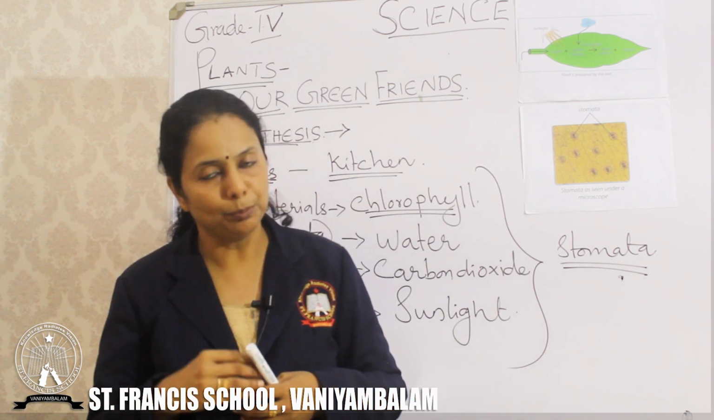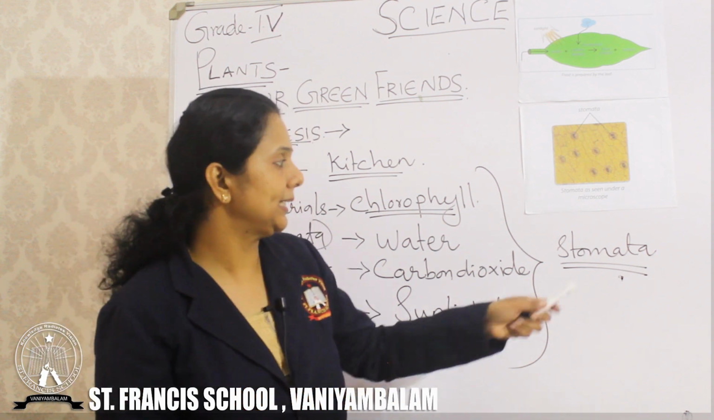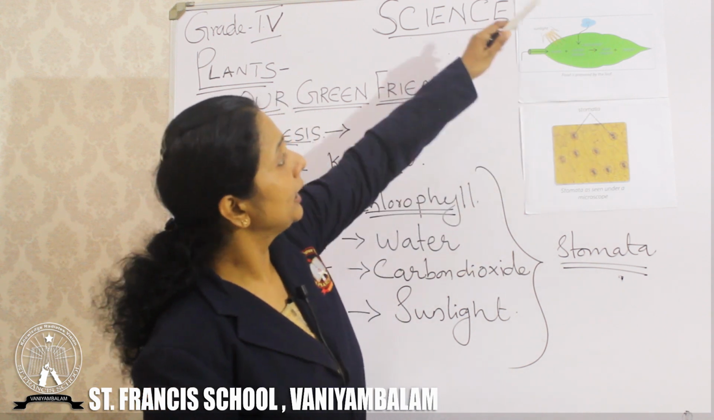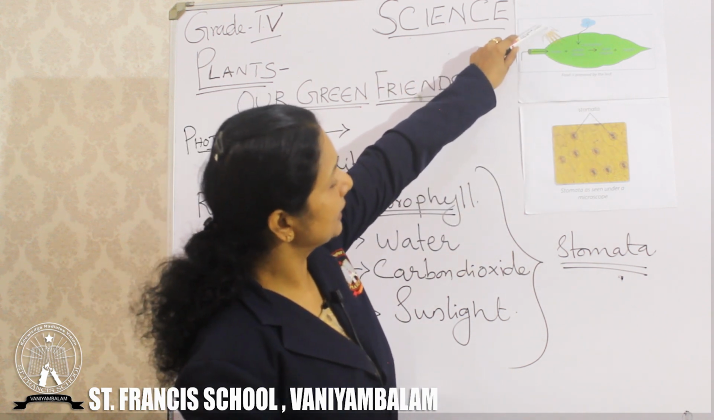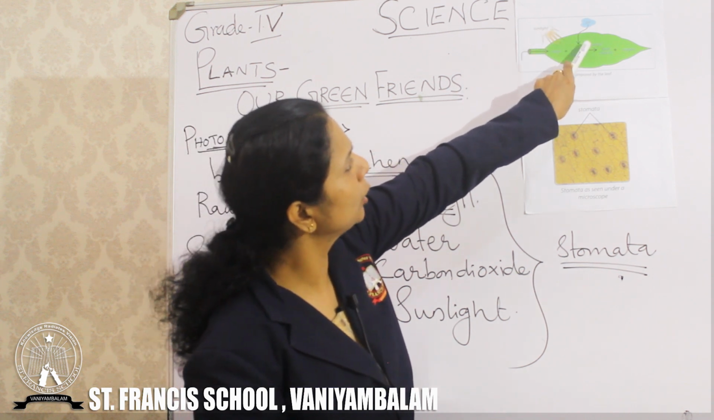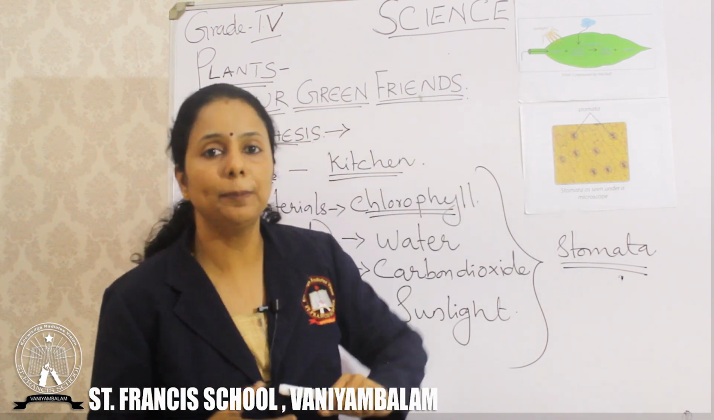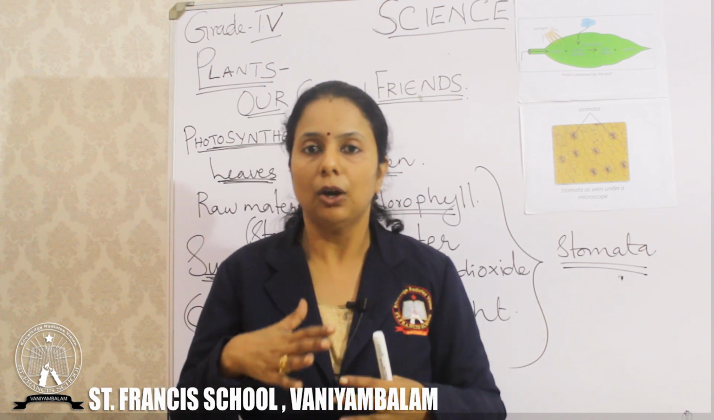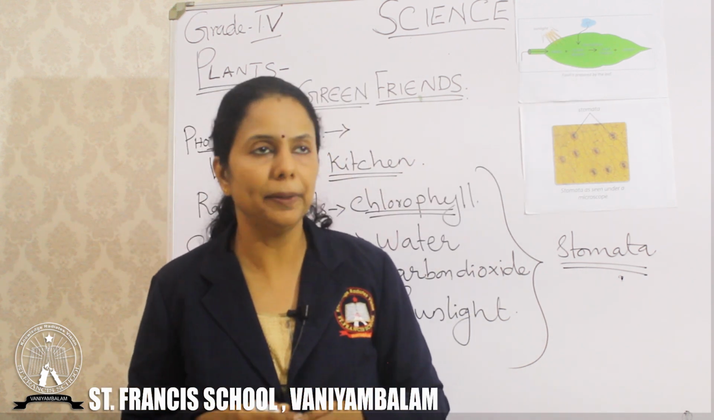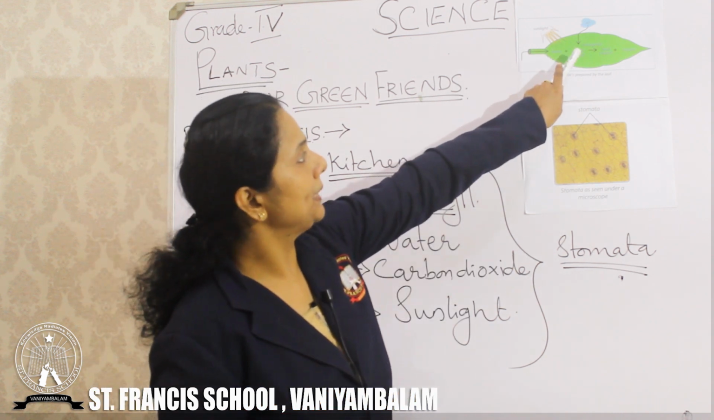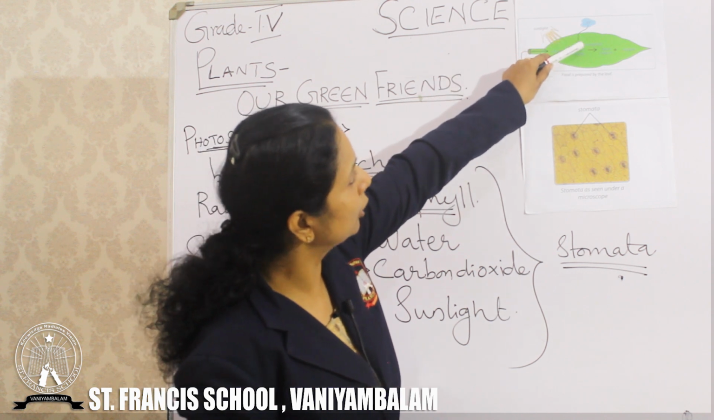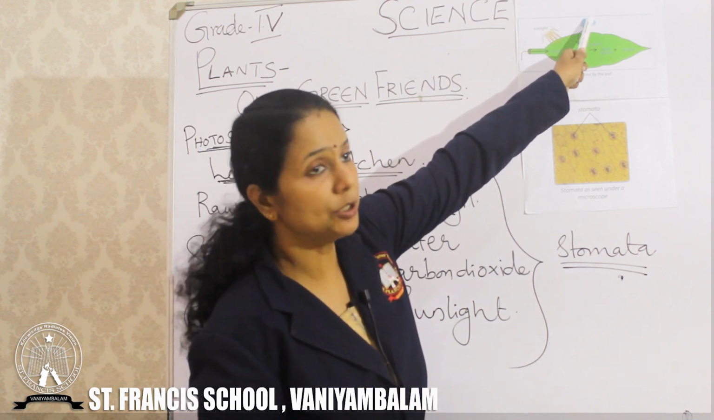Yes, from the atmosphere through stomata, that is the tiny pores. So, water plus carbon dioxide in the presence of sunlight. See, sunlight falls on the leaves and chlorophyll pigment. Chlorophyll pigment is already present on the leaves. That is why the leaves are green in color, the green colored pigment. So, water plus carbon dioxide in the presence of sunlight and chlorophyll from the atmospheric air.